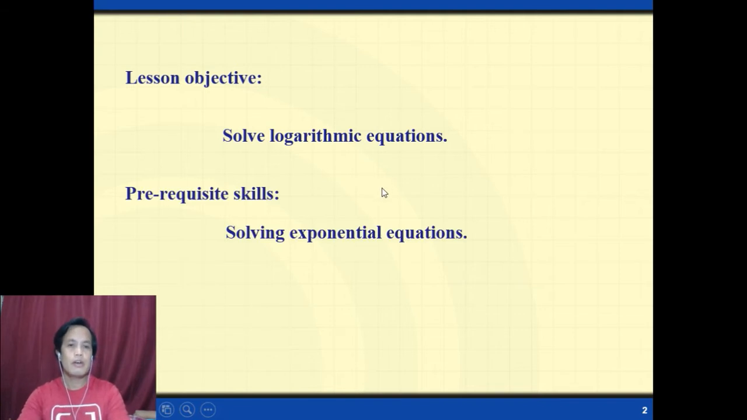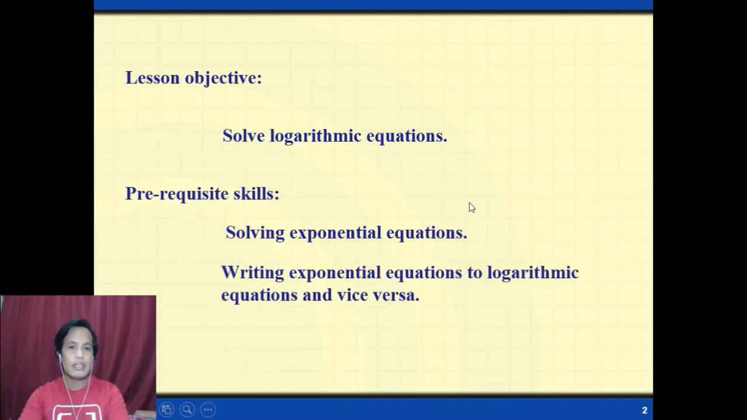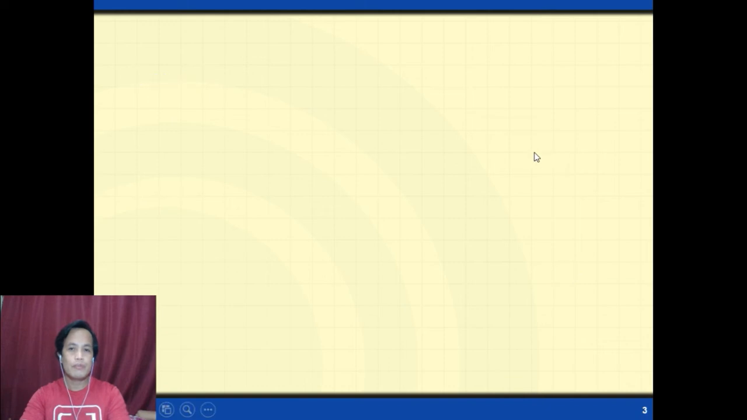The prerequisite skills are solving exponential equations and writing exponential equations to logarithmic equations and vice versa. And of course, the different laws of logarithm. I already have videos regarding these topics. So before proceeding to this video, make sure that you have already watched my videos about solving exponential equations, writing exponential equations to logarithmic equations and vice versa, and the different laws of logarithm, so that you will have an idea and can relate to this new topic, solving logarithmic equations. Okay, let's continue. Let's start.